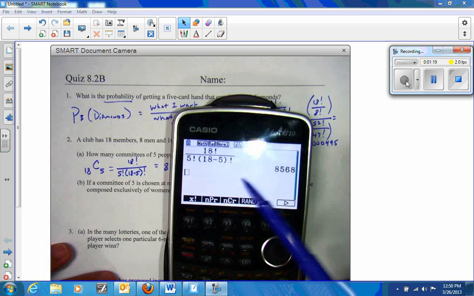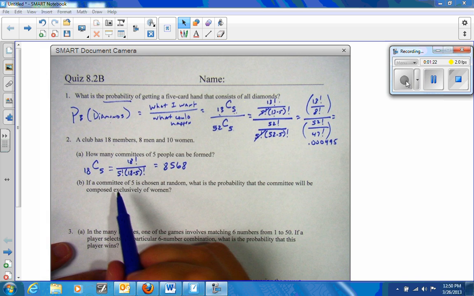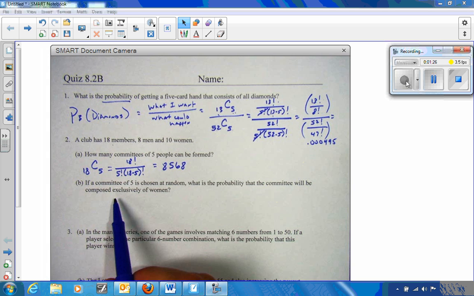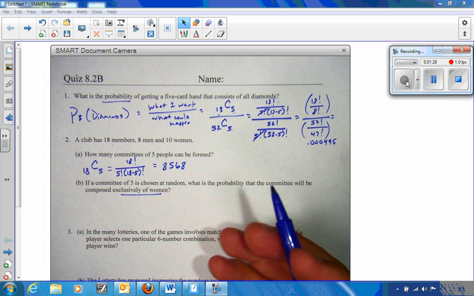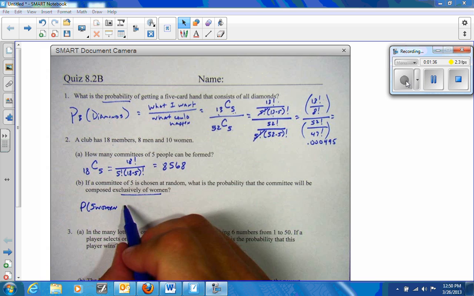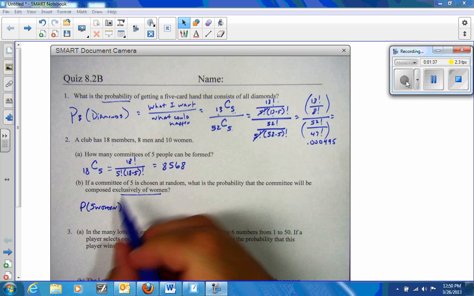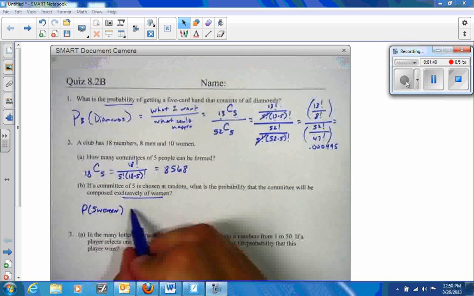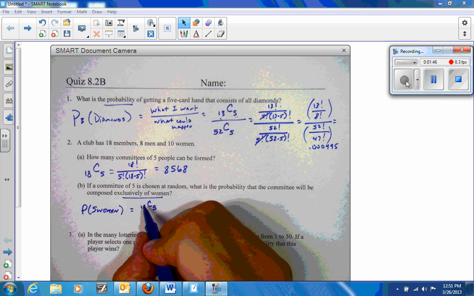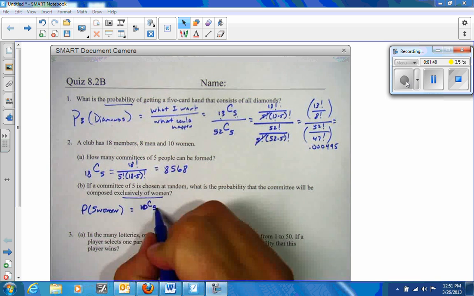Okay? Now, in this next section, if a committee of 5 is chosen at random, what's the probability that it's a committee composed exclusively of women? So I only want women in this case. So what's the probability of 5 women being chosen? I don't really care what order, but because it's a probability, we're going to do it just like number 1. There are 10 women. We're going to choose 5 of them.